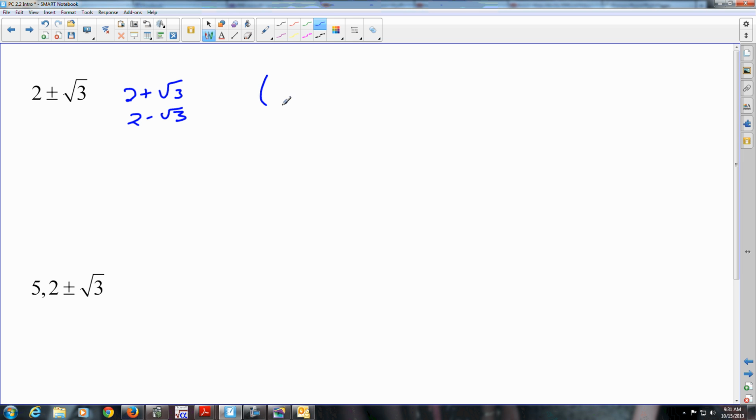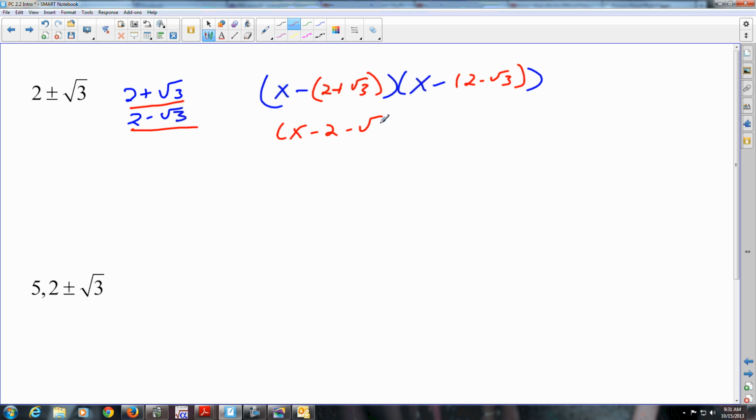So you guys need to be careful when you write these out. x minus and x minus. And in there, I'm going to fill these two terms. Now, I'm going to be a little bit careful. I'm going to put parentheses. 2 plus the square root of 3 and 2 minus the square root of 3. So I've got x minus 2 minus the square root of 3 and x minus 2 plus the square root of 3. Yeah, this to me is when the box really comes in handy.